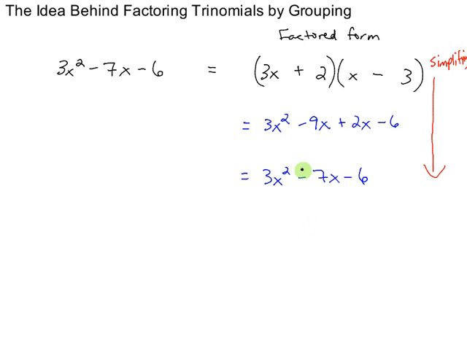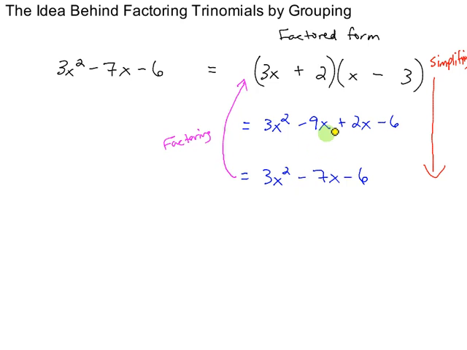And this process of starting with this one and going up this direction is called factoring, because we're trying to write it in its factored form. It's almost the exact reverse of this. So how does this work? The key to this is the middle step here.